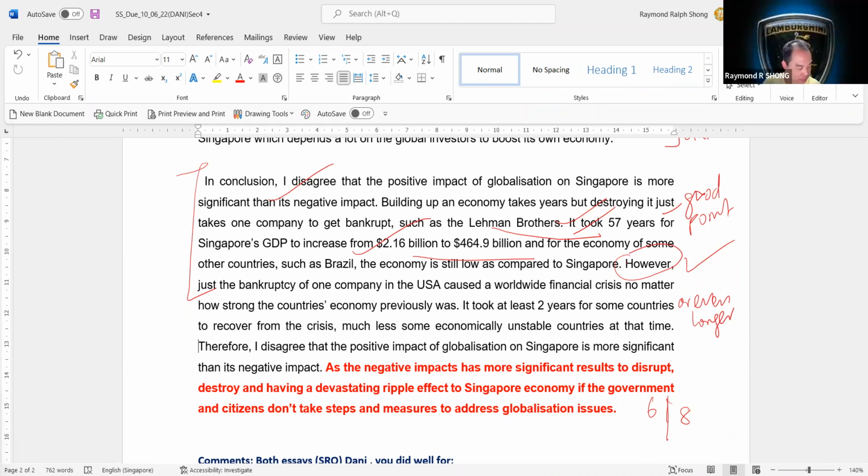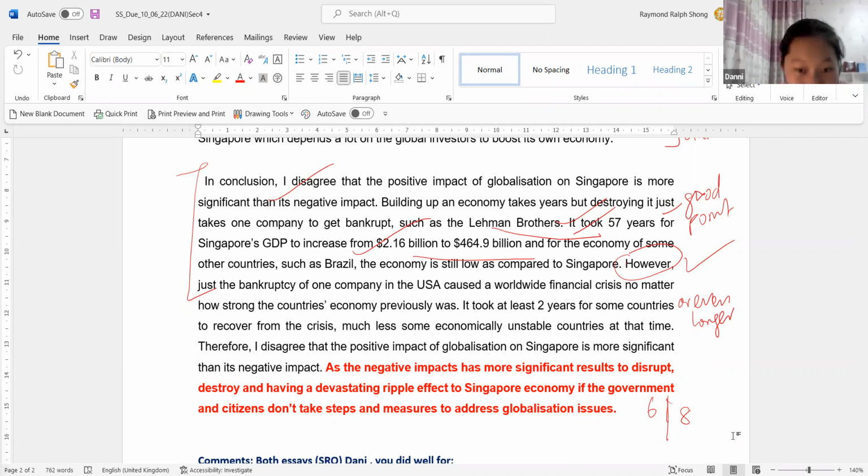Therefore, I disagree that the positive impact of globalization on Singapore is more significant than its negative impact. Can you read mine? I'm sorry, I was reading my message, so sorry. Has the negative impact? Carry on, therefore, has the negative impact, the red color, the red one? Oh, as the negative impacts has more significant results to disrupt, destroy, and having a devastating ripple effect to Singapore's economy, if the government and citizens don't take the steps and measures to address globalization issues.